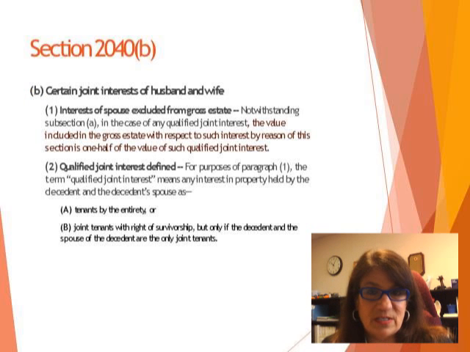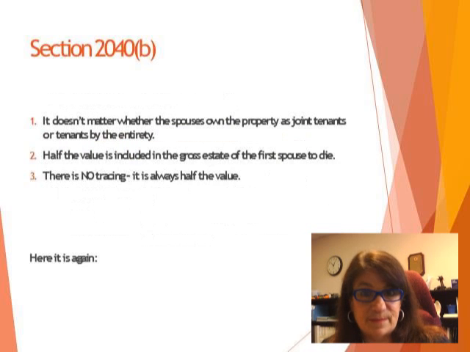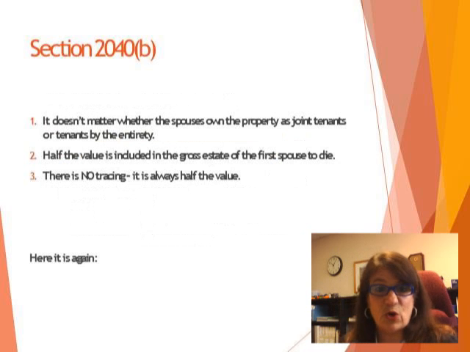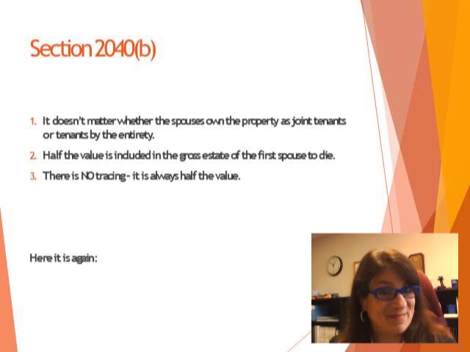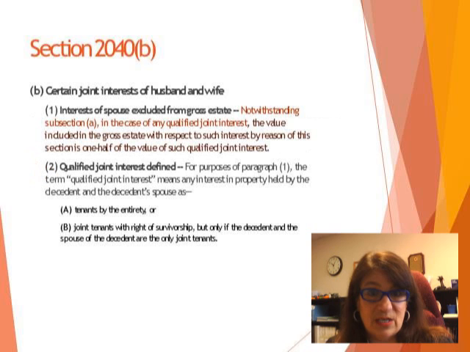And there's the language that does that. The value included in the gross estate with respect to such interest by reason of this section is 1/2 of the value of the qualified joint interest. So third point, there's no tracing. It's always half the value. That's pretty straightforward. Always half the value, and here it is.